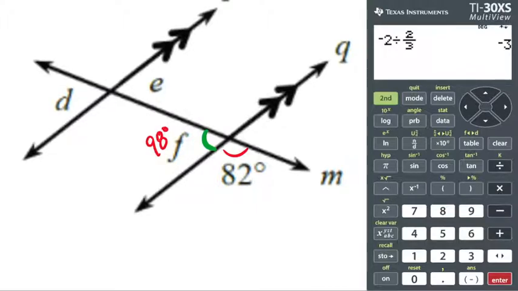That's the measure of angle F. E would have to be the same because these are parallel lines and this is the transversal. So I would say that the measure of angle E is also 98 degrees. And then I would say that D is also 98 degrees. So I've got all three of those angles. They're really all 98. D, E, and F are all 98 degrees.